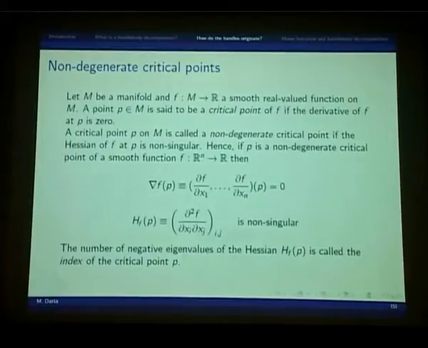Now, the Hessian matrix is a symmetric matrix, so it will have all real eigenvalues. The number of eigenvalues which are negative will be called the index of the critical point P. Suppose n is the dimension. Since it is non-singular, all the eigenvalues will be non-zero. Some of them are positive, some of them are negative. The number of negative eigenvalues will be called the index of the critical point.